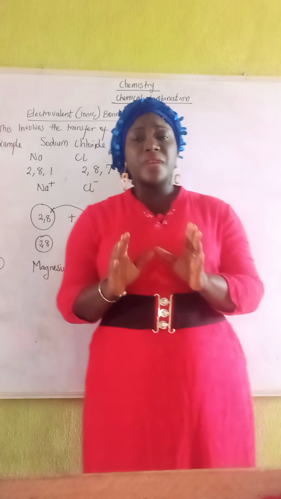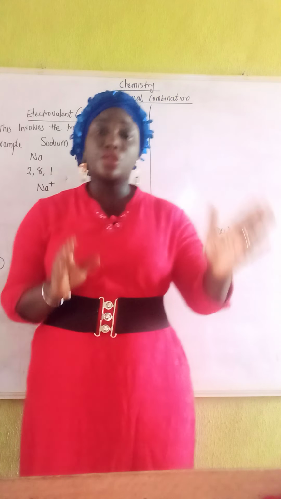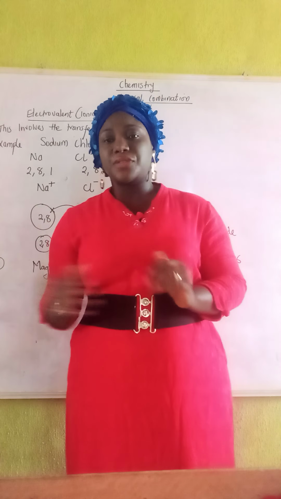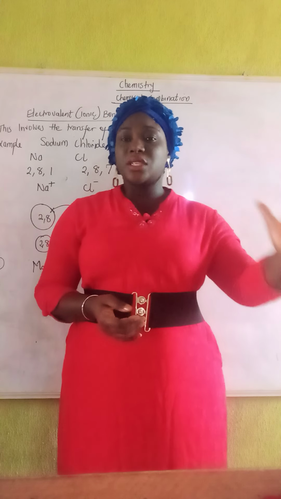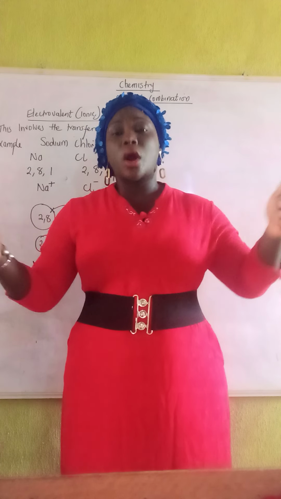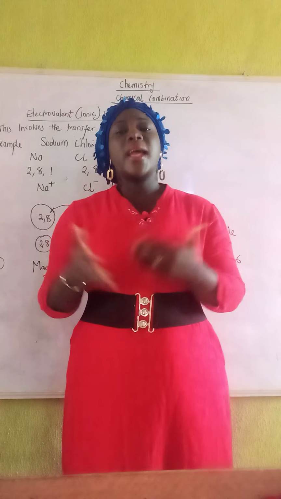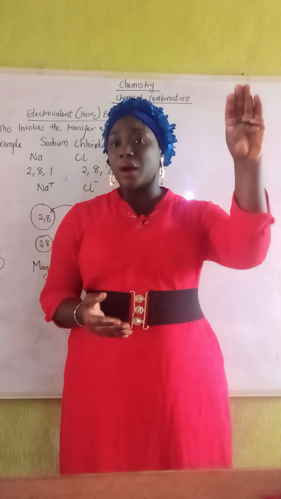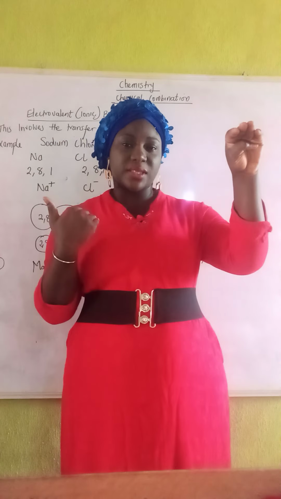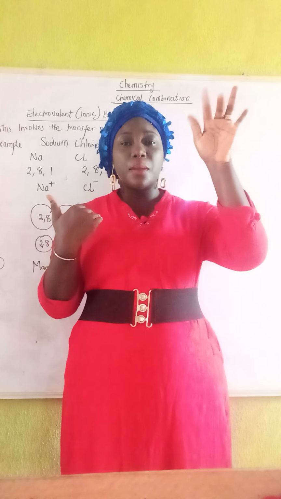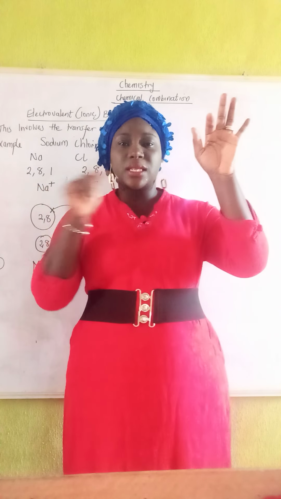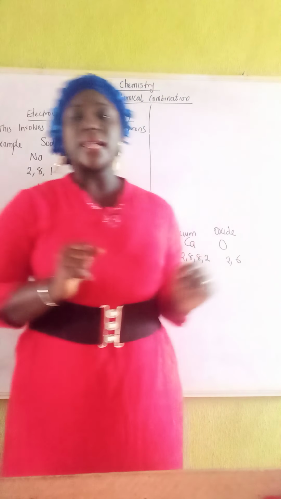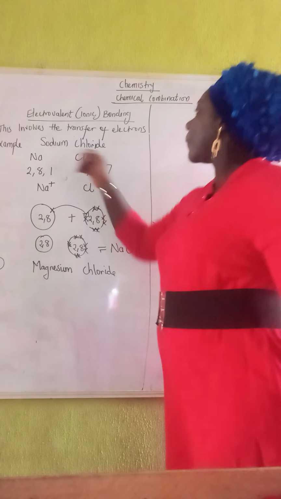Now, under the electrovalent combination, it is usually between a positive element and a negative charge. Yes, a positive charge and a negative charge combined together to form electrovalent combination. Because one has to give out, the other has to accept. Giving out plus charge, accepting negative charge. Is that understood? Okay, now let's look at this electrovalent combination.